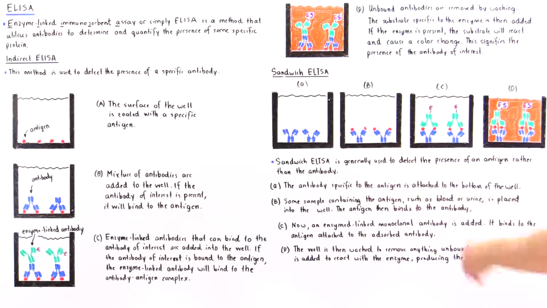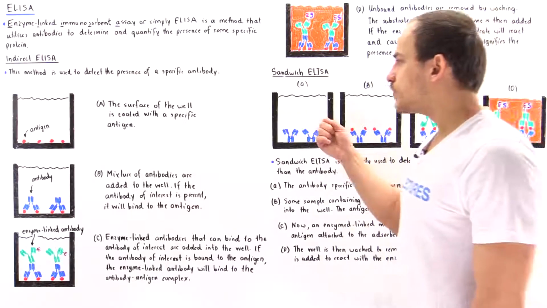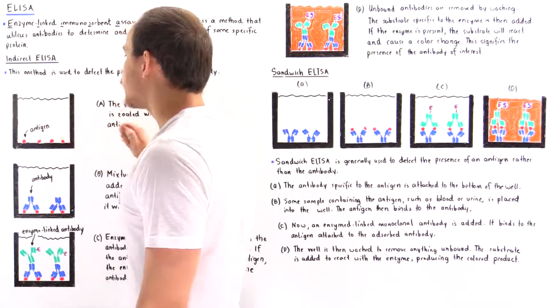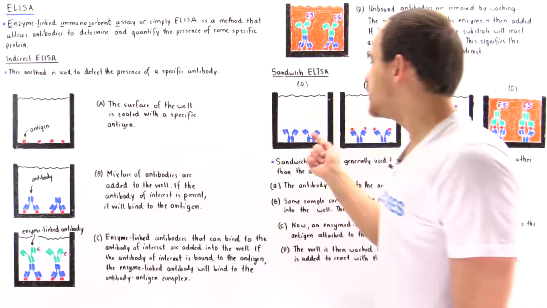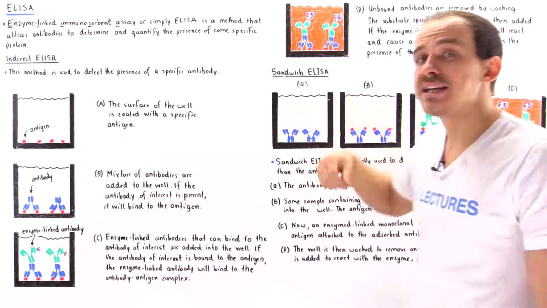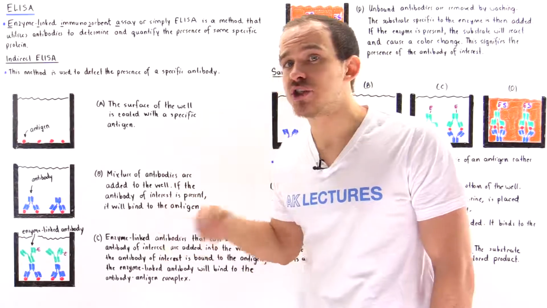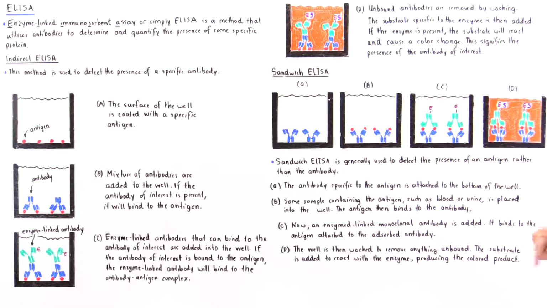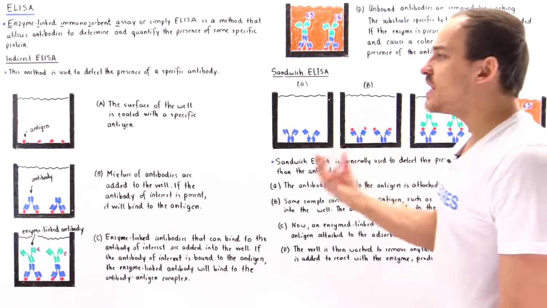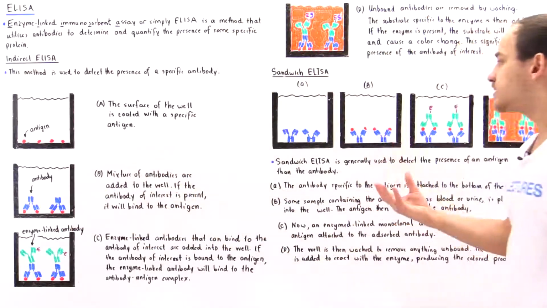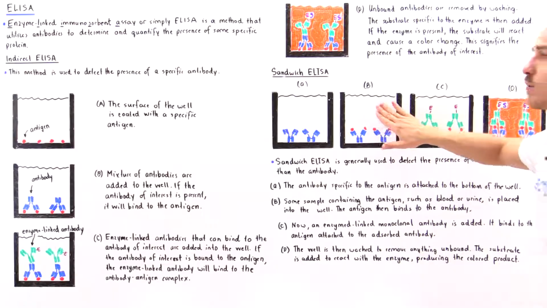So let's take a look at the following 4 diagrams. So in diagram A of sandwich ELISA, we coat the surface of the well, but in this particular case, we coat the surface with the antibody that can bind to that specific antigen that we are testing for. So the antibody specific to the antigen that we're testing for is attached to the bottom of the well. And then we take our sample, for example, the blood sample, or it could be a urine sample, and we place it into our mixture.